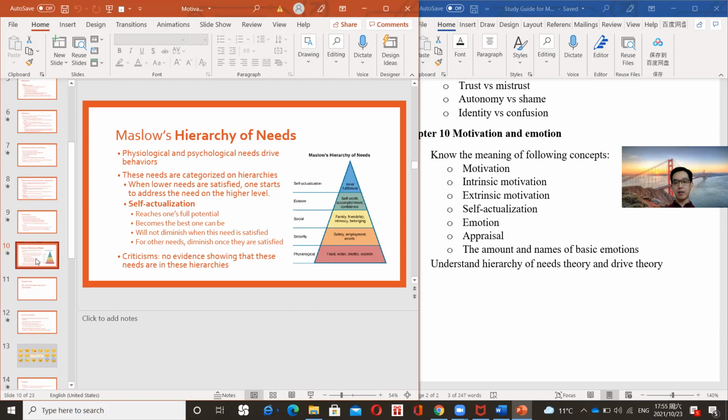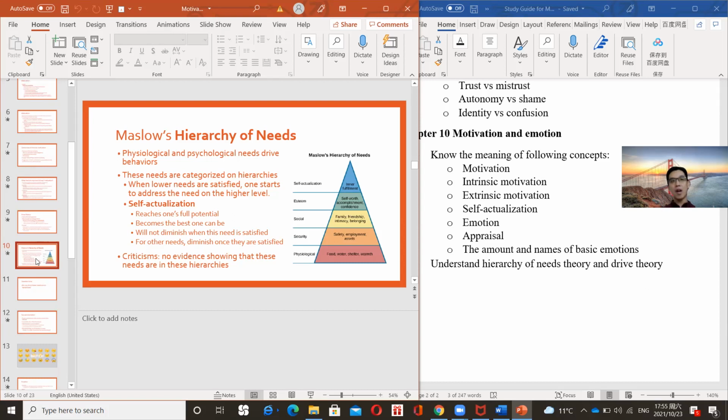We have talked about self-actualization already. And self-actualization is a special one because it's different from the other four hierarchies. For the other four hierarchies, they may disappear when they are satisfied. For example, the need for food. We do not always have the need for food, right? So when we get enough food, we do not have that need anymore.